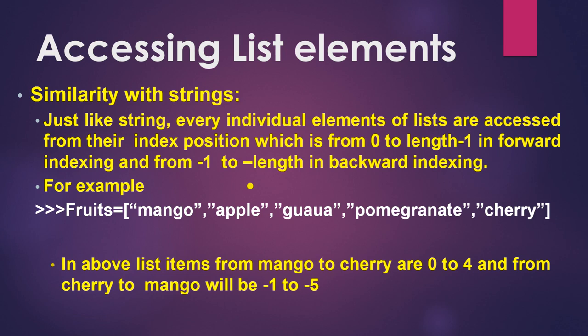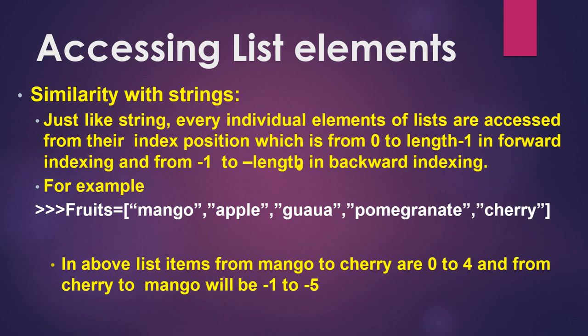A list has a similarity with strings. Just like a string, every individual element of a list is accessed from its index position, which is from 0 to length minus 1 in forward indexing, and from minus 1 to minus length in backward indexing. You know forward indexing and backward indexing. If you do not know, please refer to the string video.